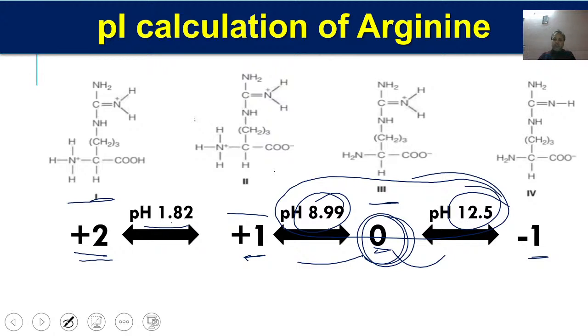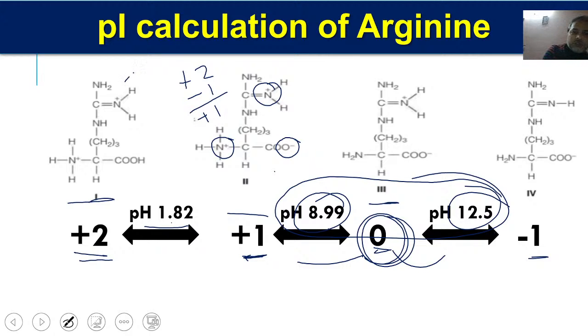Between 2 and 3. See here, one positive charge, one negative charge, one positive charge. So it is having 2 positive, 1 negative. So overall it will be 1 positive. That I have written here.